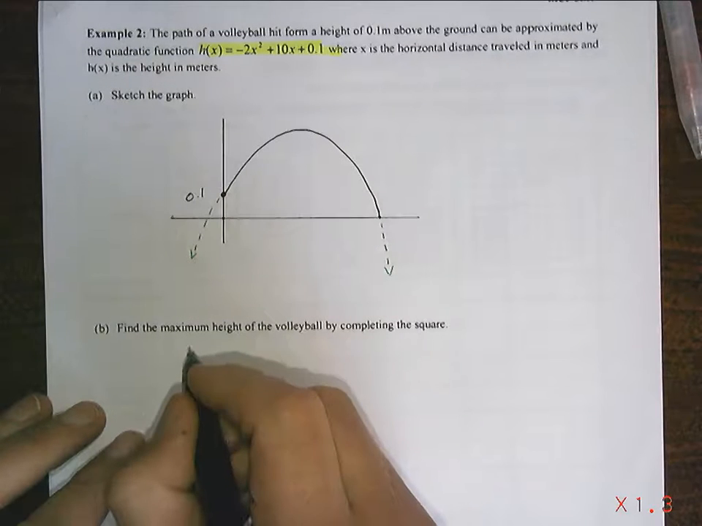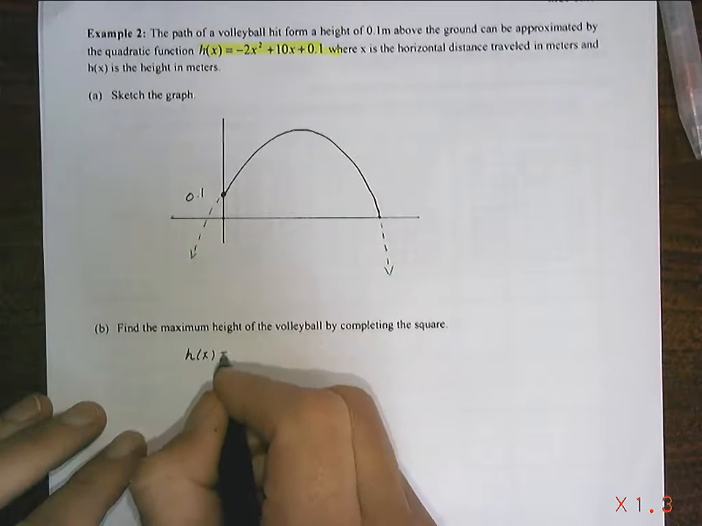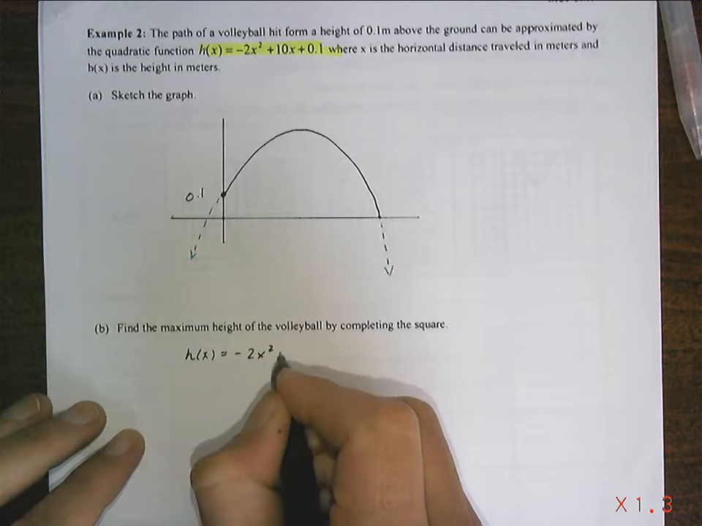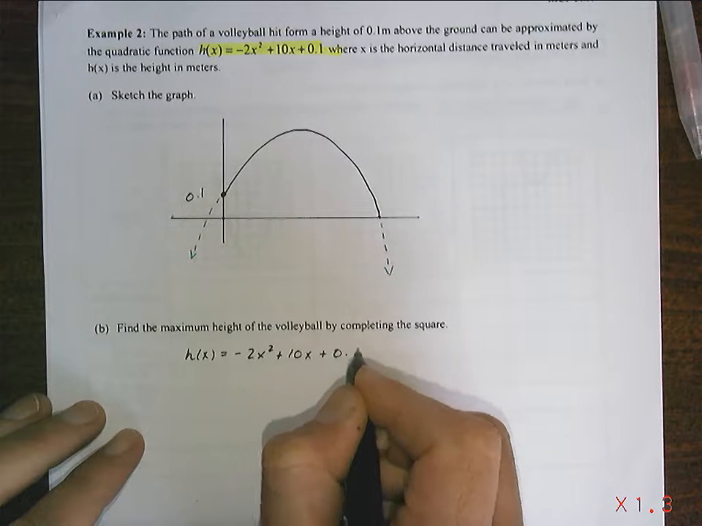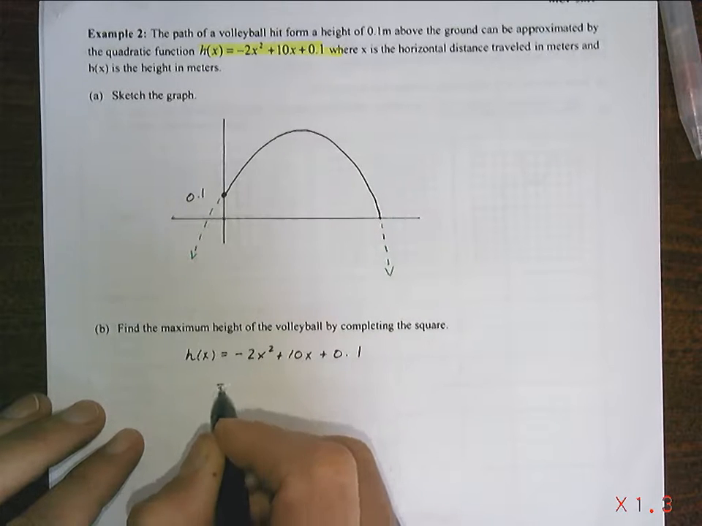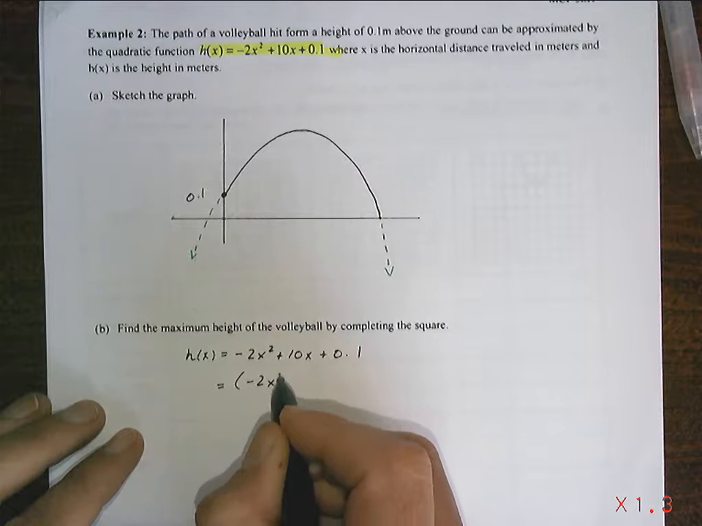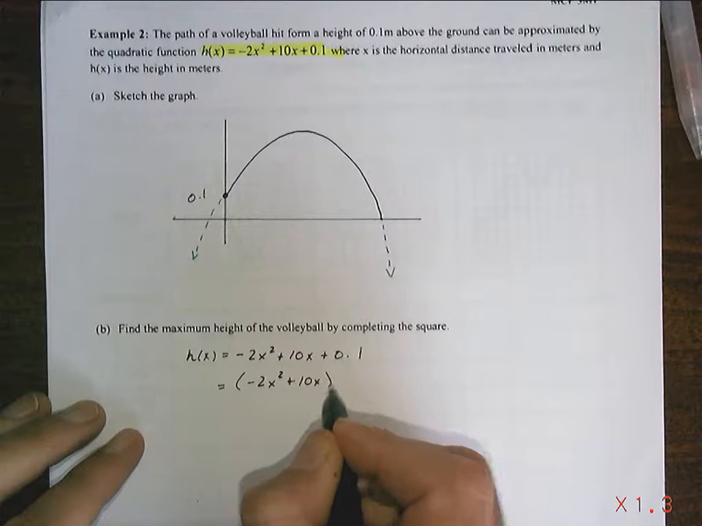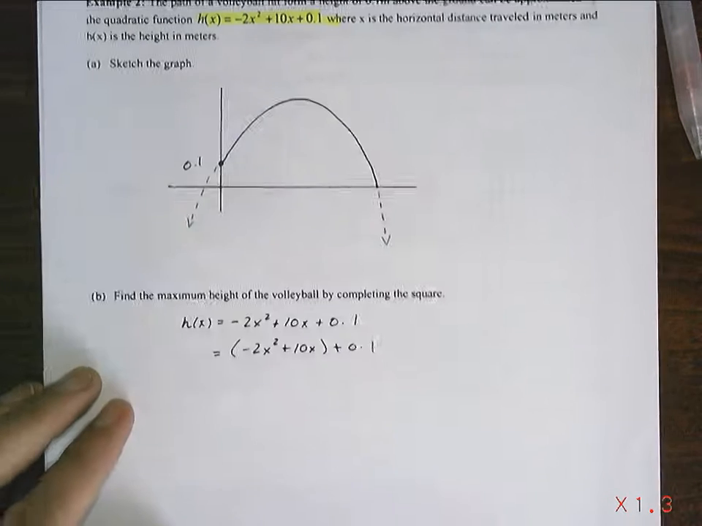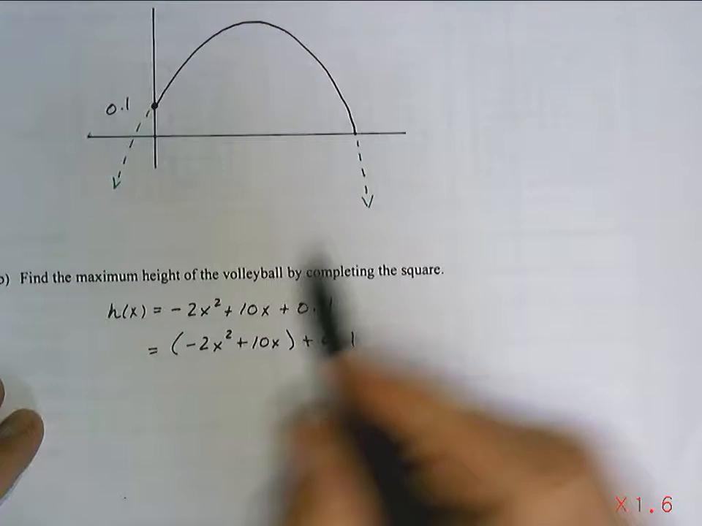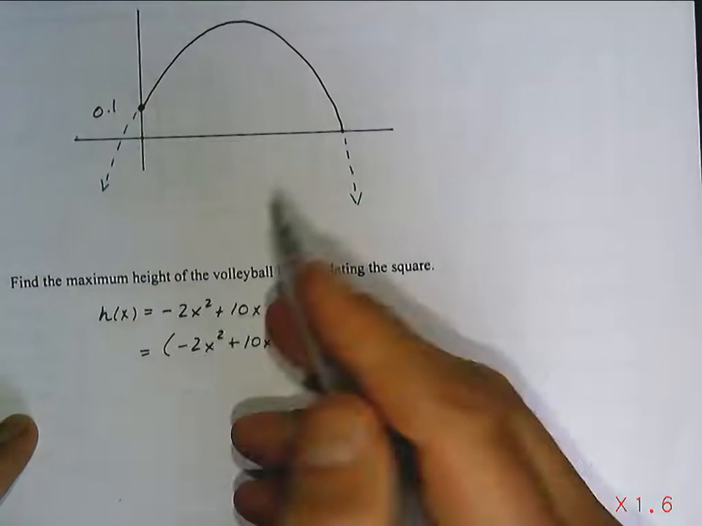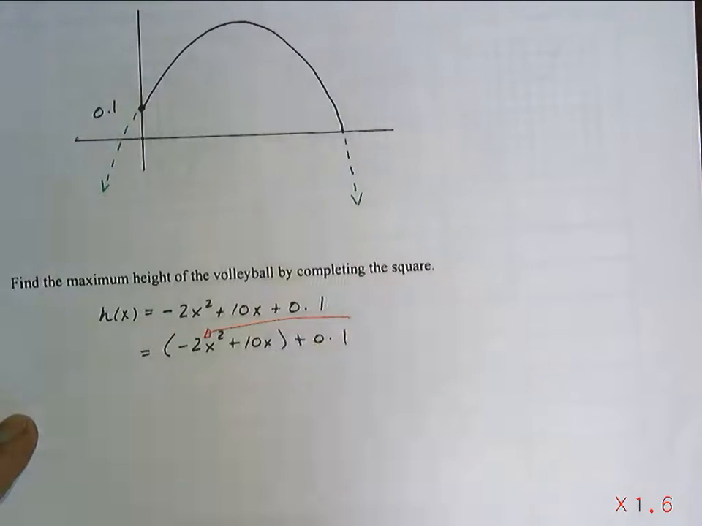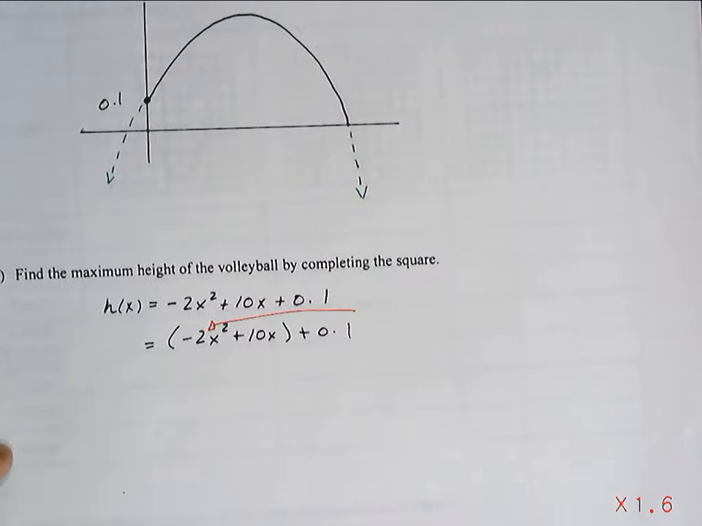So what we'll do is we'll start off with h of x equals negative 2x squared plus 10x plus 0.1. So we're going to put brackets around the negative 2x squared plus 10x. Now, I'm going to zoom in a little bit if that's okay. Look, this is not good. This needs to be a positive 1. I can't do the method of completing the square without that being a positive 1 in front of the x squared. So we're going to common factor out a negative 2.